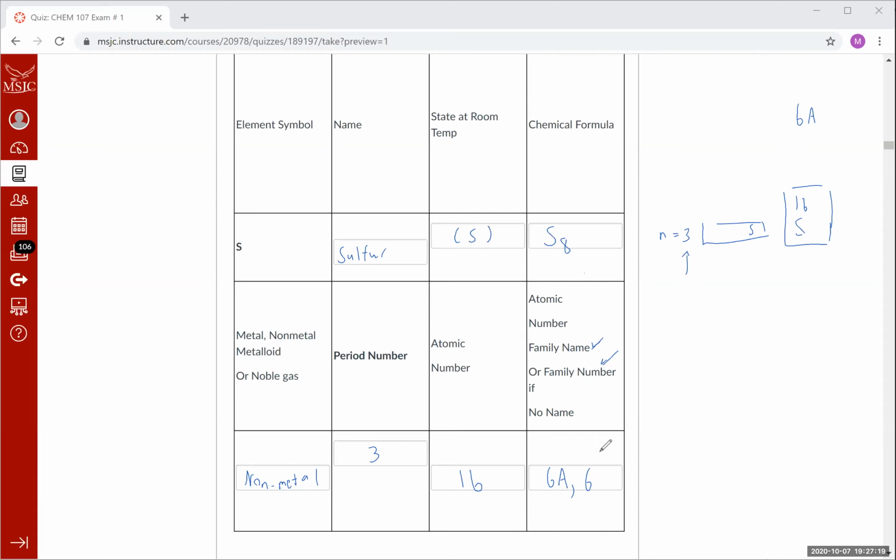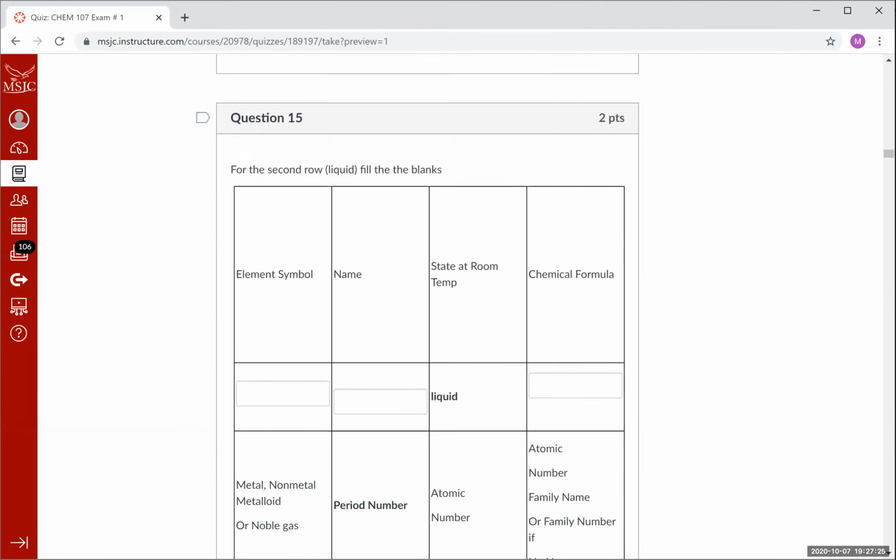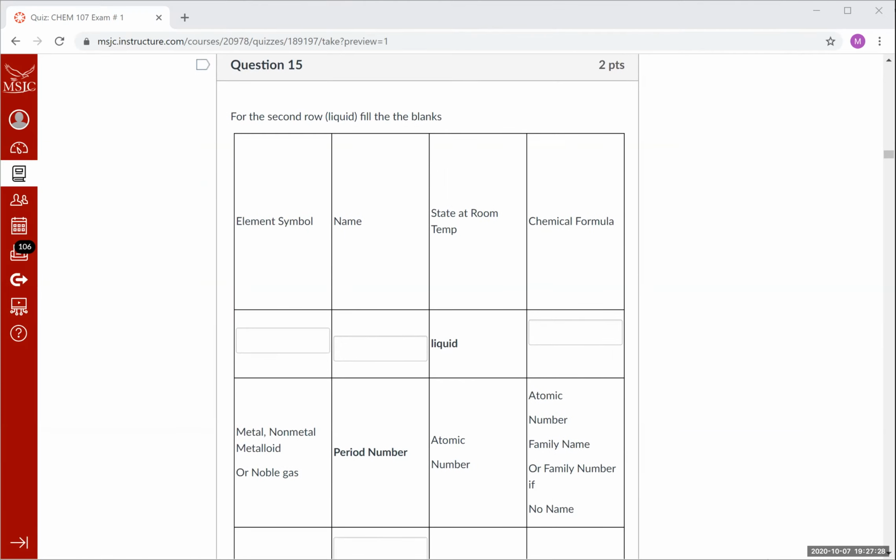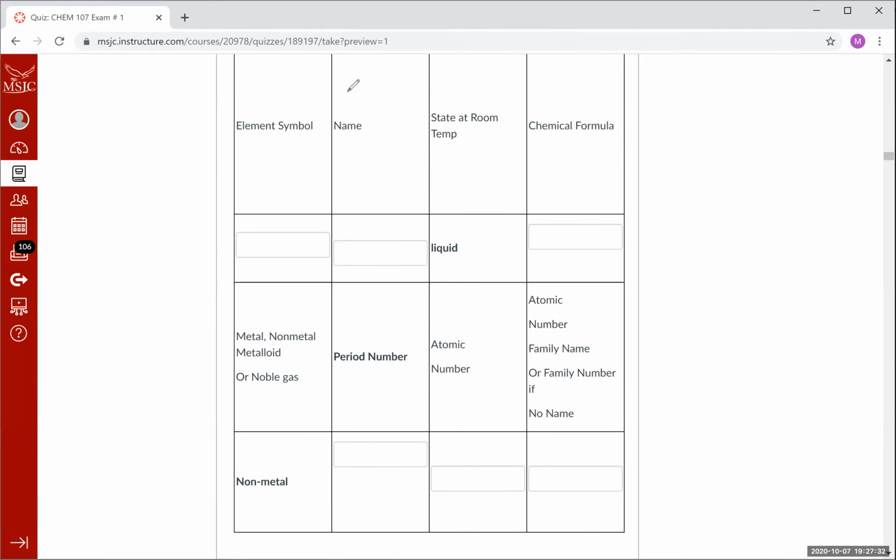Okay, so let's look at the next case. For question 15, we're asked to play a fill in the blank game. It doesn't seem like we have a lot of information, but in reality, we have all that we need. We know that it's a liquid and it's a non-metal. So what non-metal is a liquid at room temperature? Bromine. Yep, exactly right. So the name would be bromine.